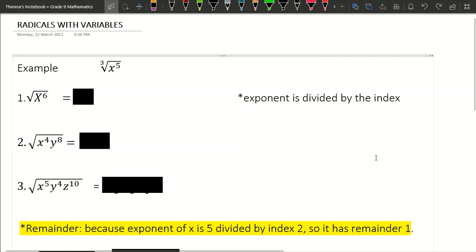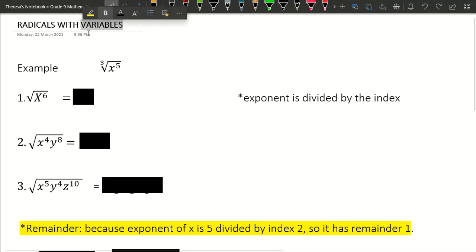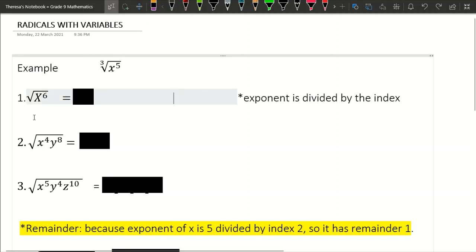Hi class, good day. So for today's video, we're going to tackle radicals with variables, right? So kung naalala nyo, sa previous lesson natin, we have discussed about simplifying radicals. Pero doon, wala tayong mga variables. Okay? So ngayon, mga variables naman tayo, right?